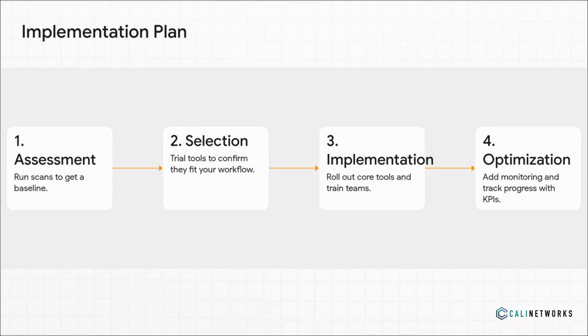First step, assessment. Run both automated scans and manual tests to get a clear baseline of where you are today. This shows you the true scope of the work ahead. Second, selection. Don't just buy a tool. Trial your top choices to make sure they actually fit into how your team already works. Third is implementation. Roll out those core tools and, this is crucial, train your team on how to actually use them well. And finally, optimization. Add some monitoring to catch new issues automatically and track your progress over time with clear metrics.